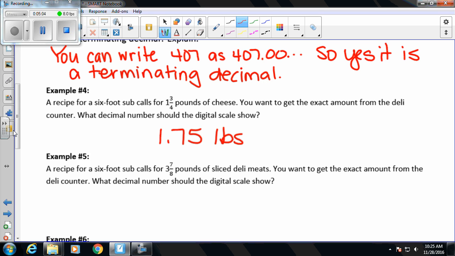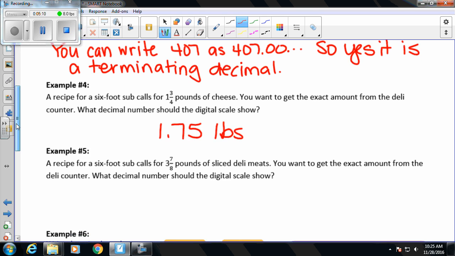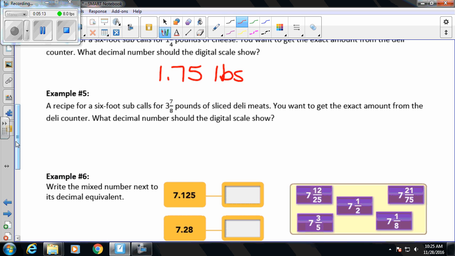For the next one, a recipe for a 6-foot sub calls for 3 7/8 pounds of sliced deli meat. You want to get the exact amount from the deli counter. What decimal should the digital scale show? I'm going to let you work on this one. Pause it and then come back to me when you are done.